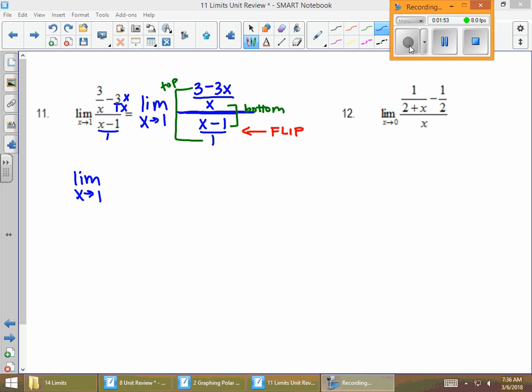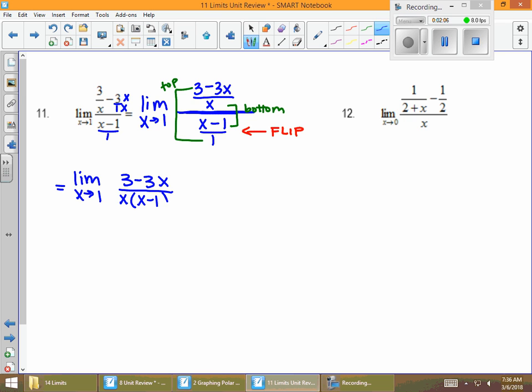So after you've flipped or grouped, your numerator is 1 times 3 minus 3x. And your denominator is x times x minus 1. We can do a little more factoring here. In the numerator, my two terms have a 3 in common. So I can factor out a 3.